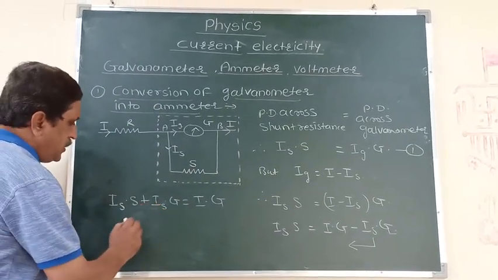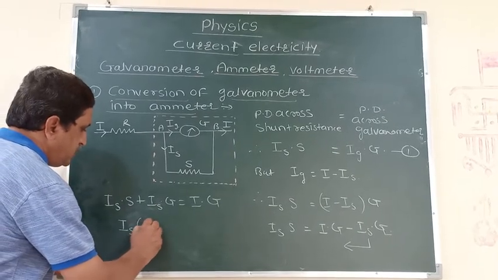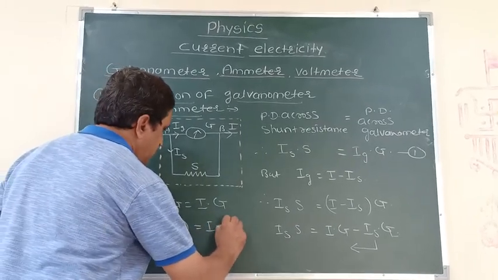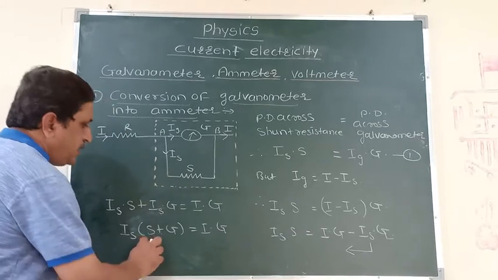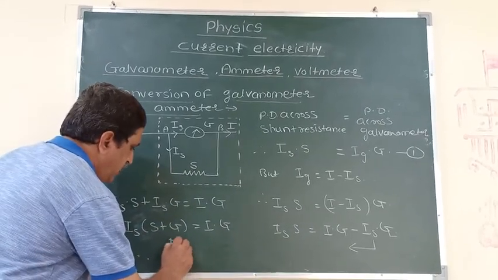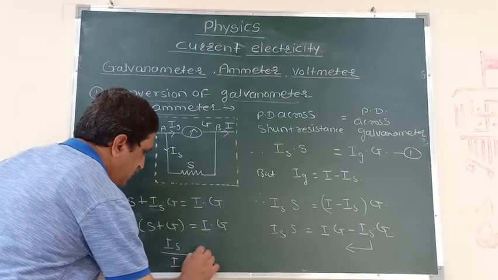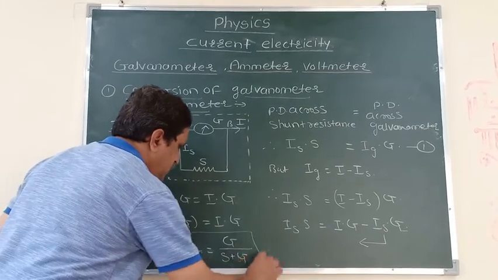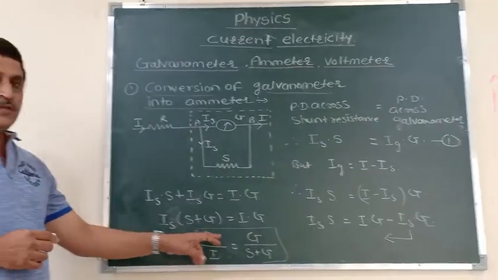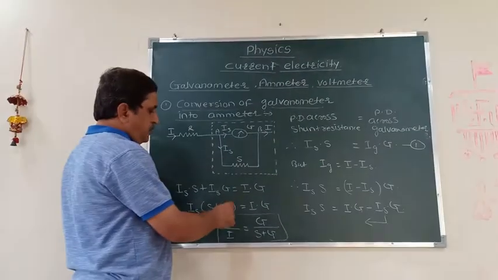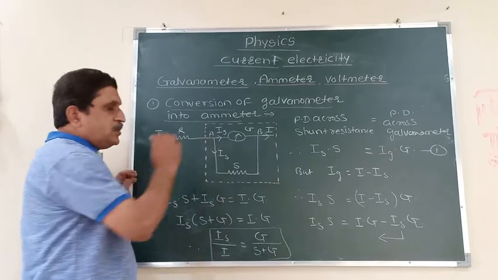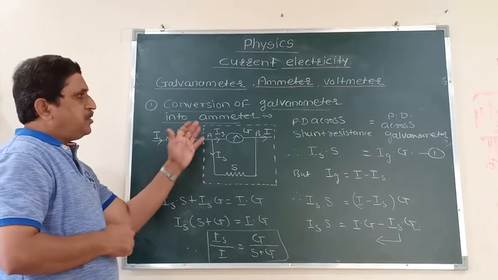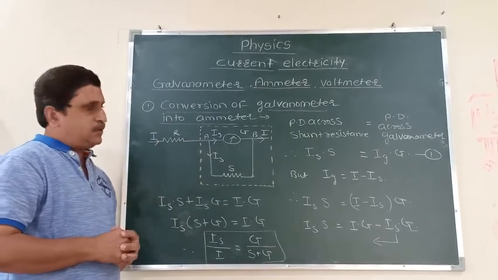We can take Is as a common term, therefore we can write Is into bracket S plus G, is equal to I into G. By rearranging terms in this equation, we can write Is divided by I is equal to G divided by S plus G. Now Is divided by I is nothing but the fraction of the total current flowing through the shunt resistance. In this way, we can convert a galvanometer into an ammeter for the measurement of a large amount of current.